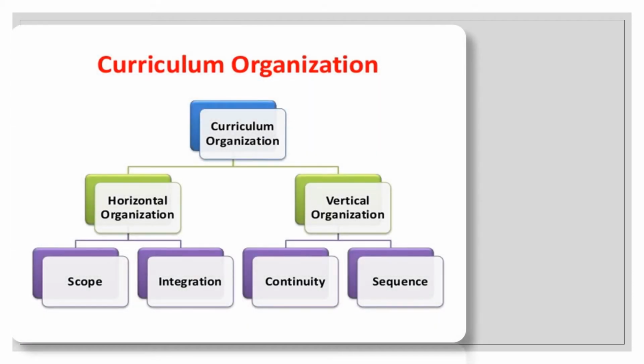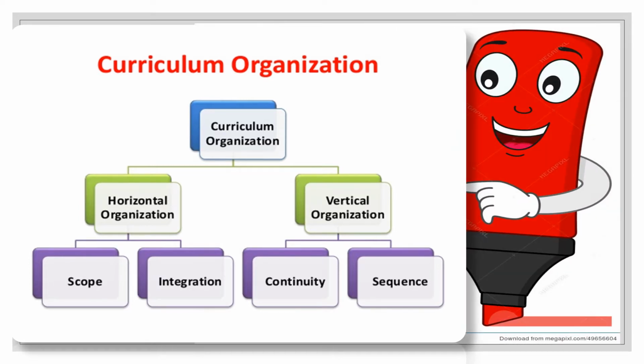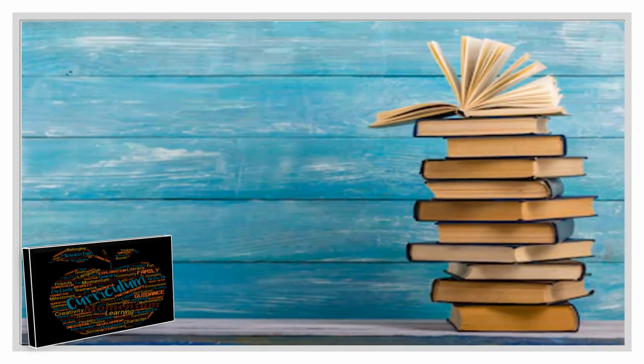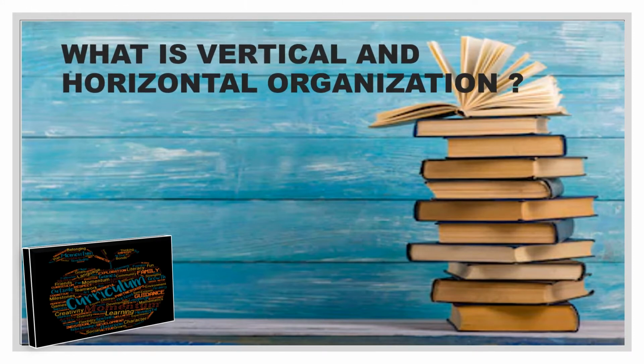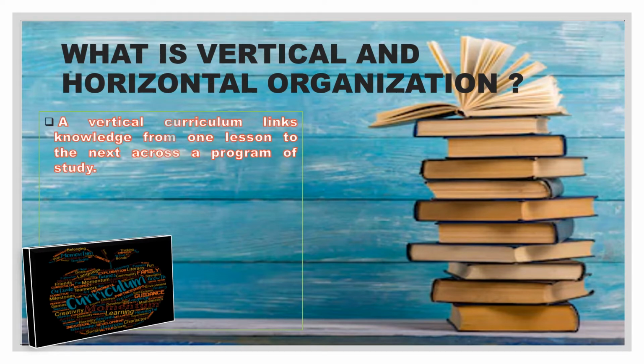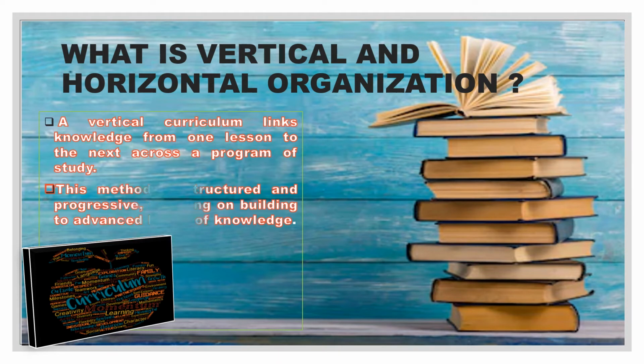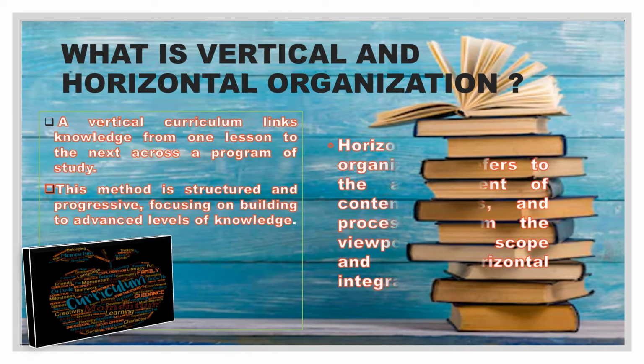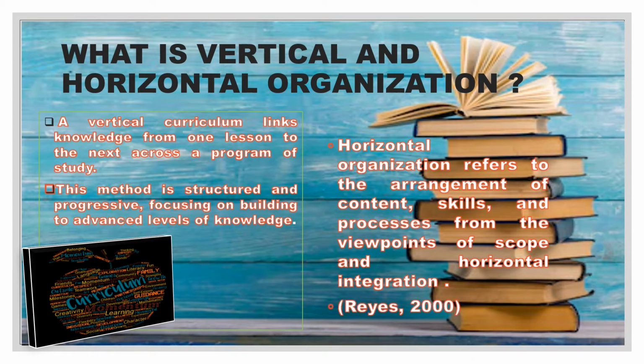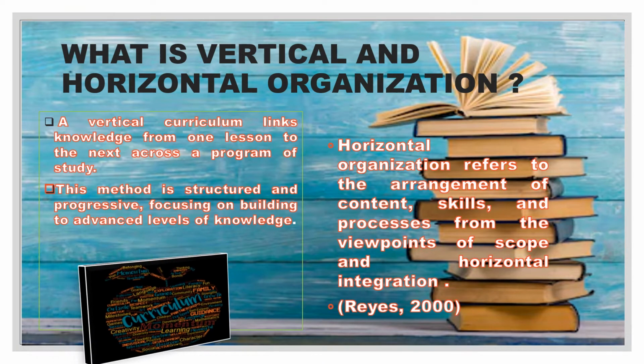Now, as you can see, this is the curriculum organization chart. Now, what is vertical and horizontal organization? A vertical curriculum links knowledge from one lesson to the next across a program of study. This method is structured and progressive, focusing on building advanced levels of knowledge. On the other hand, horizontal organization refers to the arrangement of content, skills, and processes from the viewpoints of scope and horizontal integration, according to Gress 2000.